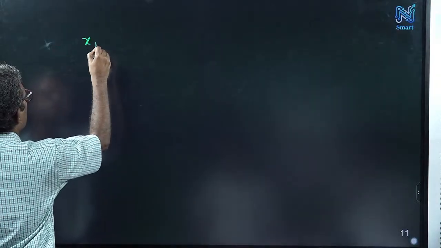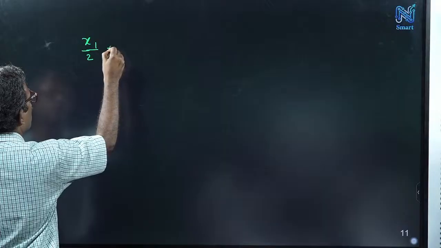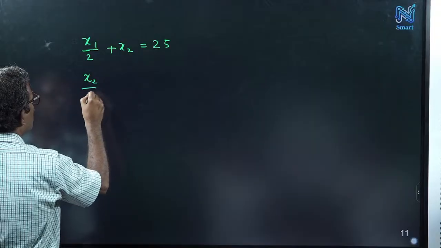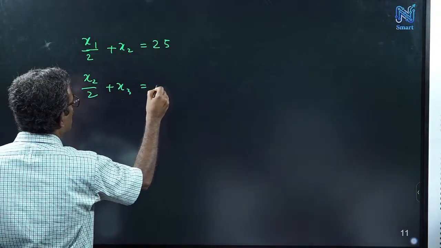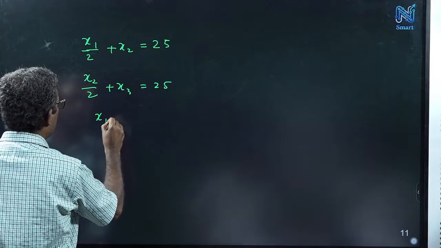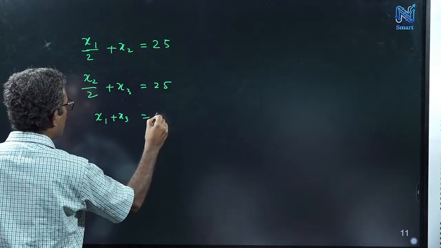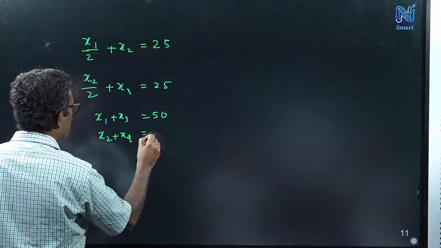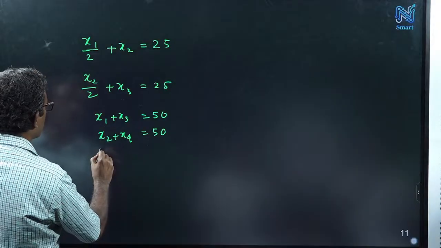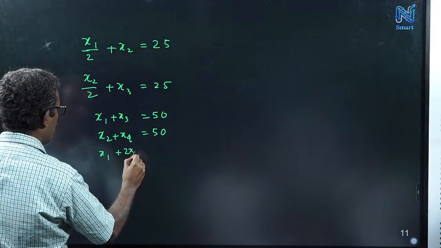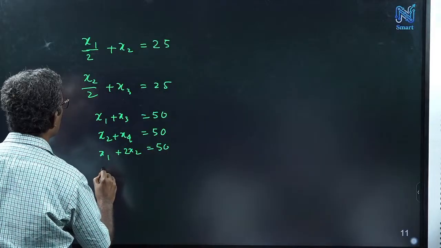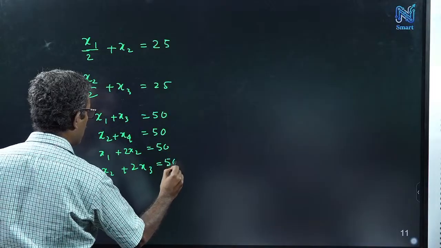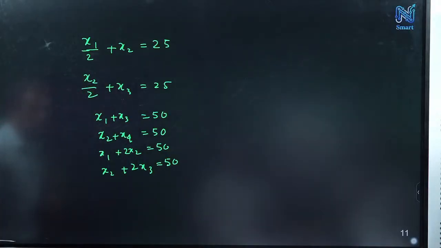Say what are the equations? x1 by 2, right, plus x2 is equal to 25, then x2 by 2 plus x3, right, is 25, then x1 plus x3 is 50, x2 plus x4 is 50. Better we double it, so x1 plus 2x2 is 50 and x2 plus 2x3 is 50. So how do you find x1, x2, x3?